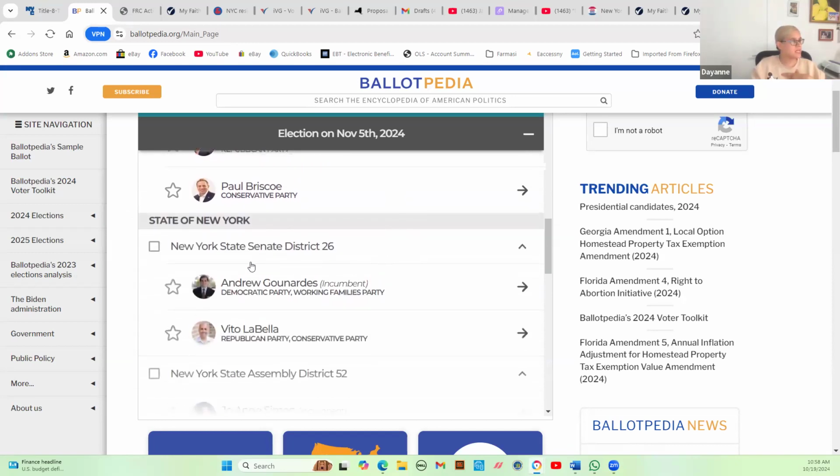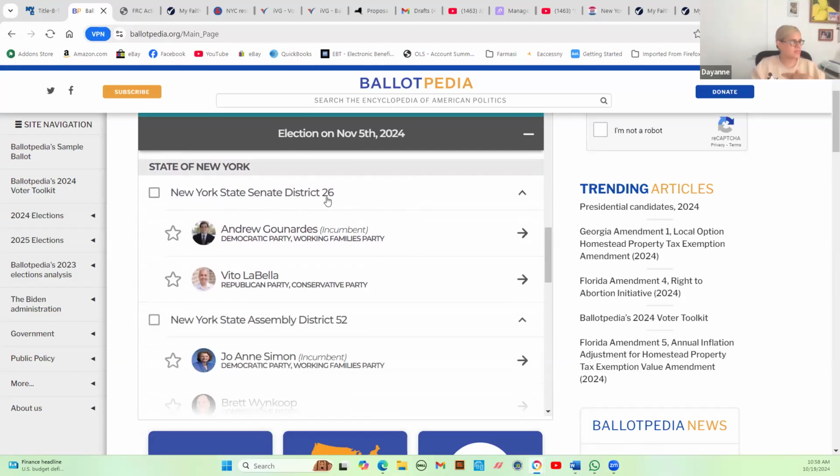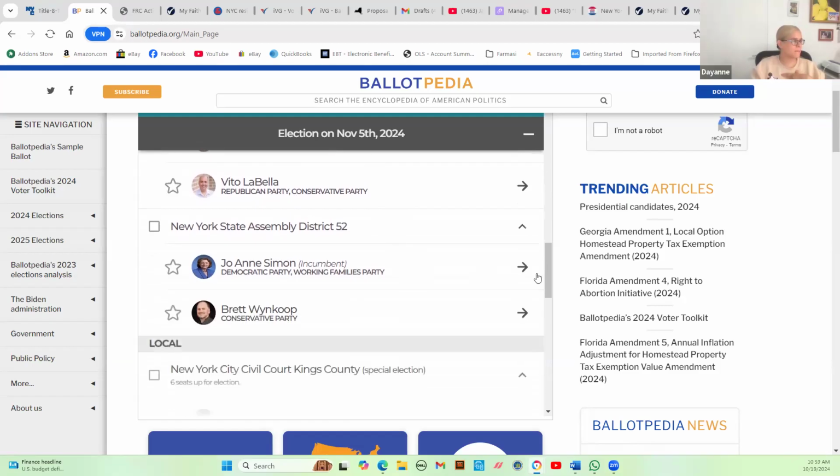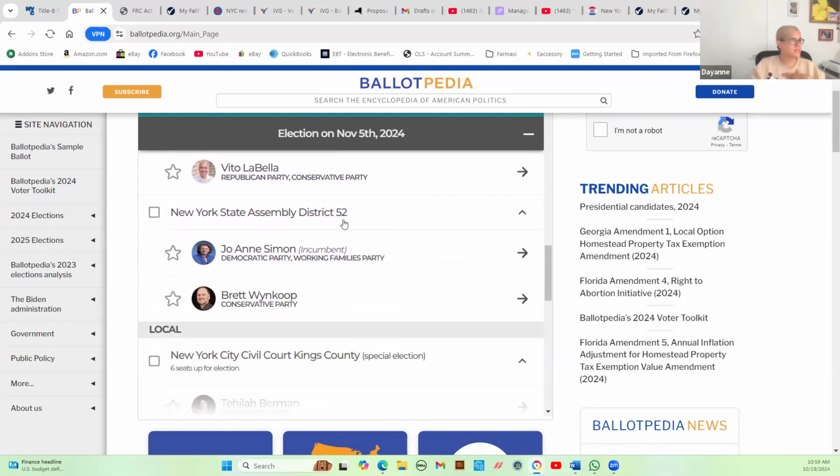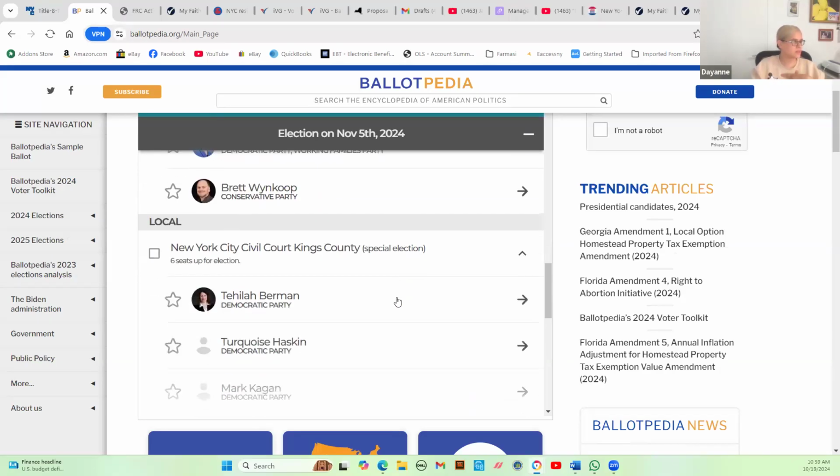Okay, for the state of New York, for local districts, we have New York State Senate District 26. That's where I'm from. So it will be Andrew Gounardes, he's the incumbent, and then you have Vito, who's here for the Republican Party. For the New York State Assembly District 52, Jo Anne Simon, who's the incumbent, and Brett Winkley.